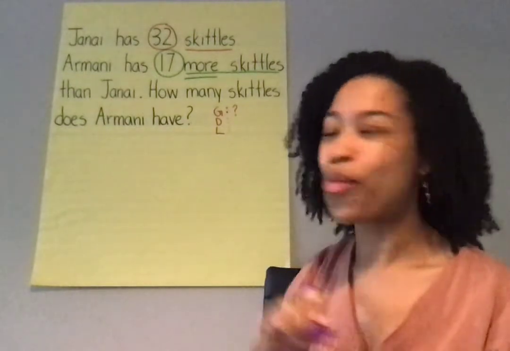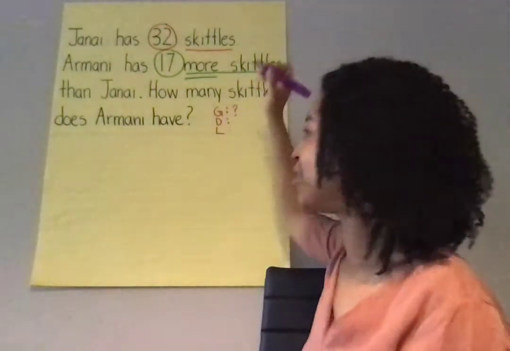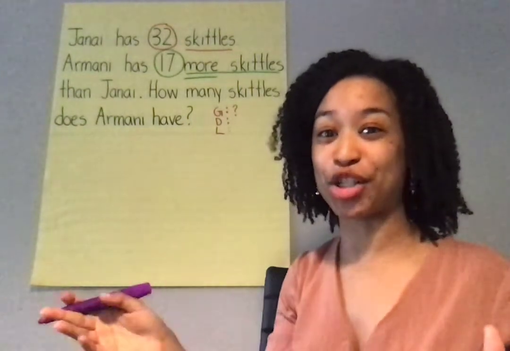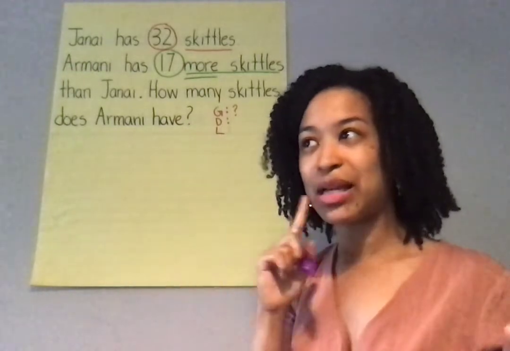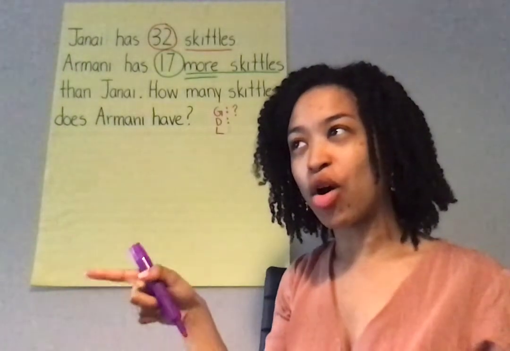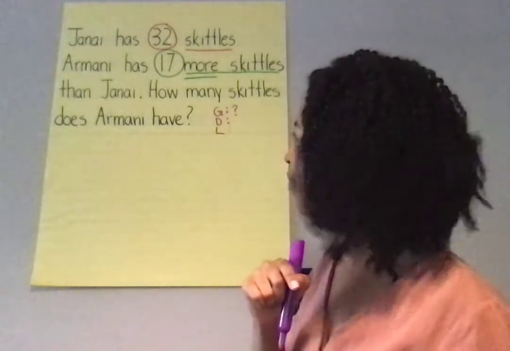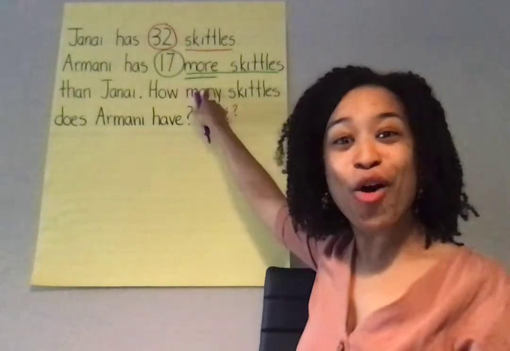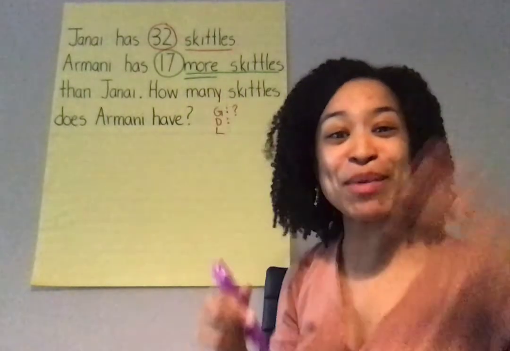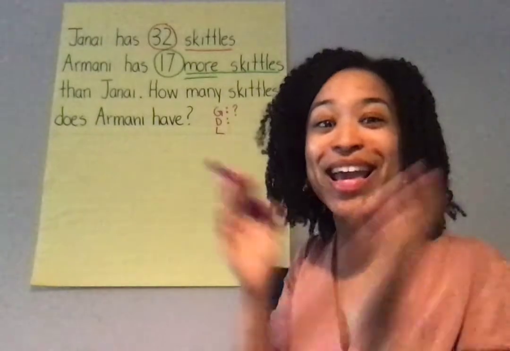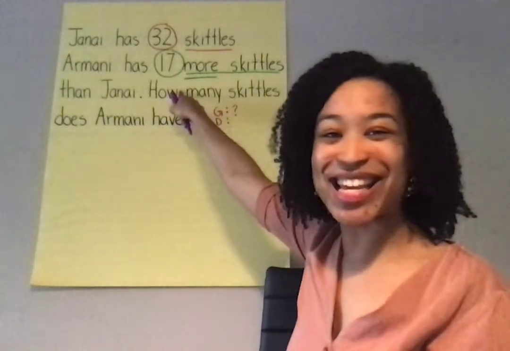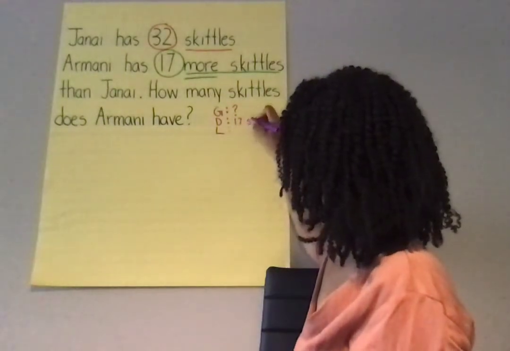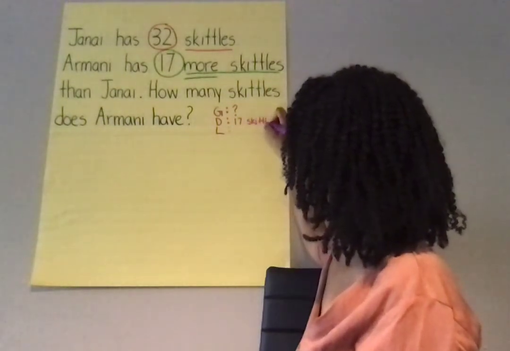And then we have our difference. Our difference is the amount it takes to get from the smaller amount to the larger amount. Ooh. So that means how many more or how much less? Wait a second. We double underlined the word more. So we know the difference. The difference between the smaller amount and the larger amount is 17. So our difference is 17 Skittles. Go ahead and write 17 Skittles on your key.